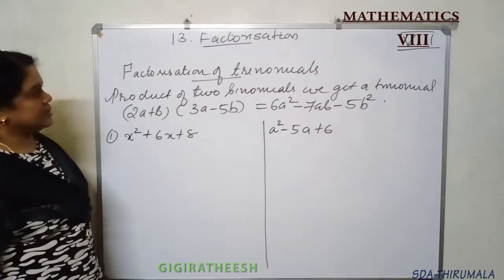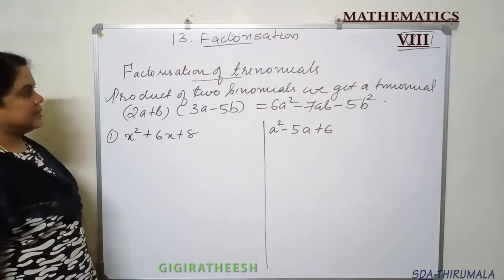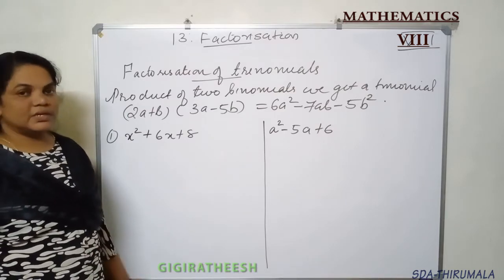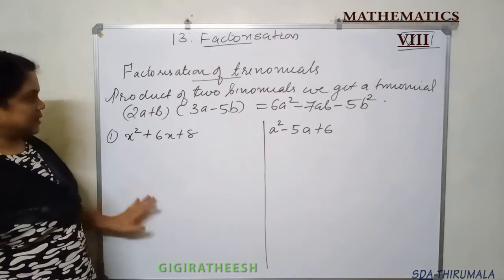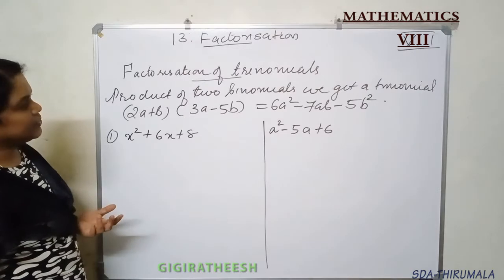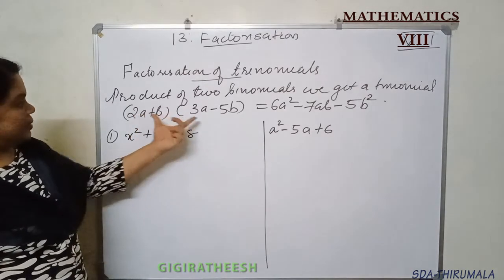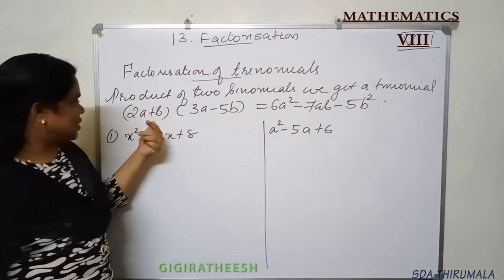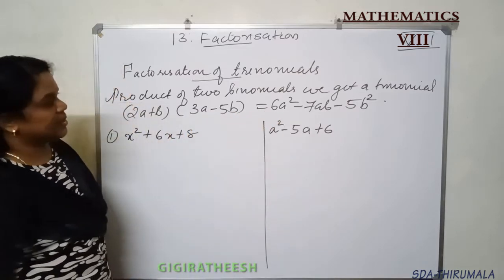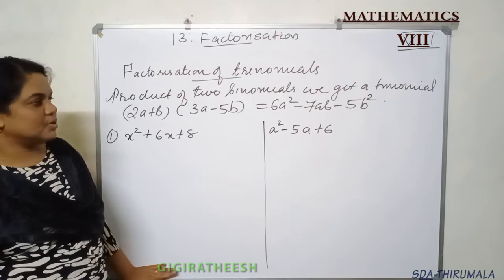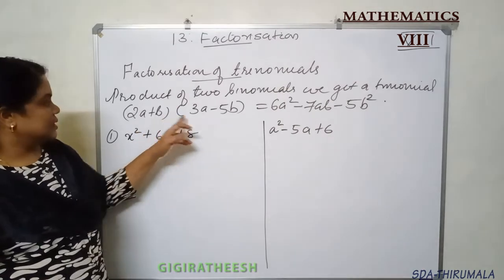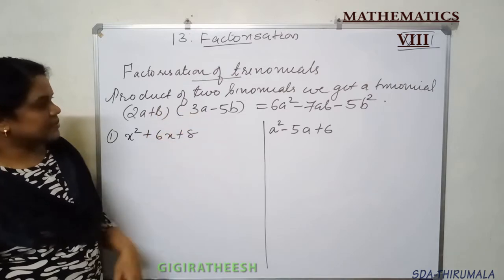Okay, next is factorization of trinomial, otherwise known as the splitting the middle term method. We know the product of two binomials, when multiplied, gives a trinomial, for example 6a square minus 7ab minus 5b square. A trinomial means three terms, and here each binomial has two terms. Multiplying these two binomials, we get a trinomial.